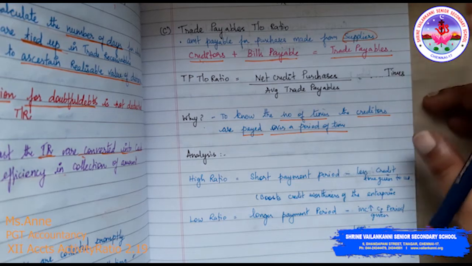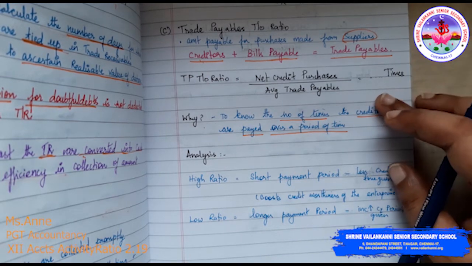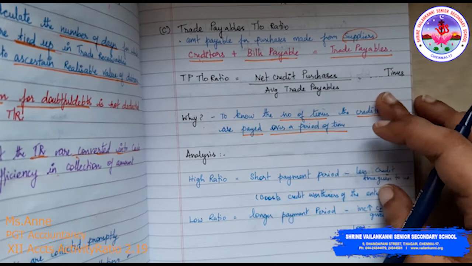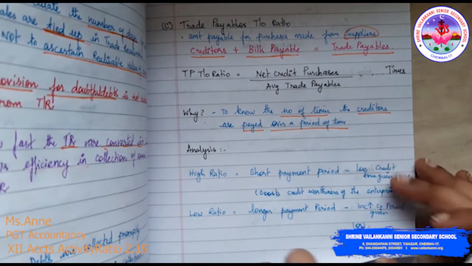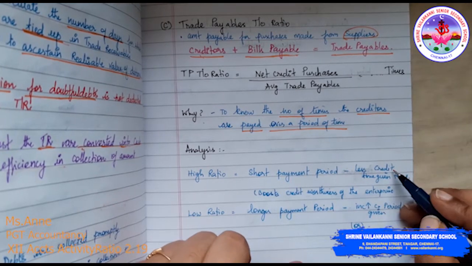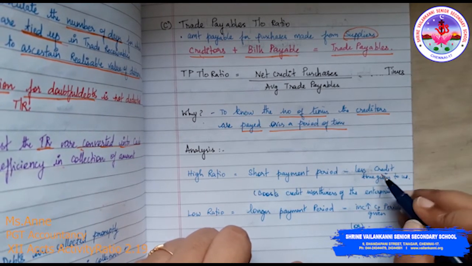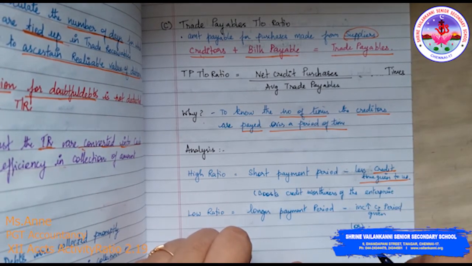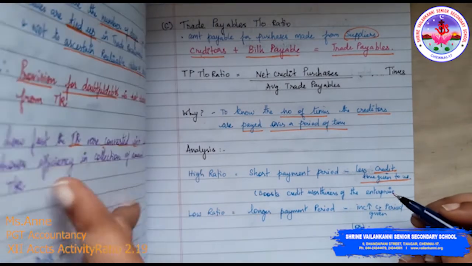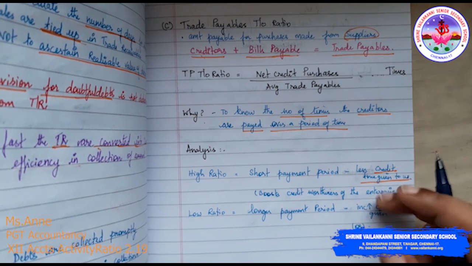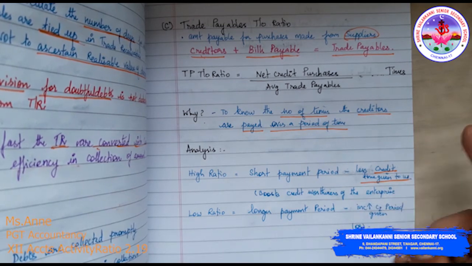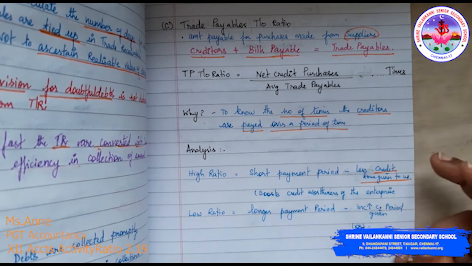Is it once in a while? Is it balanced form? We need to understand that. So analysis part, high ratio, short payment period, which means less credit time given to us. This is important. If the organization is being given less credit time, our cash is going out to the supplier frequently, which means it is not good to the business.